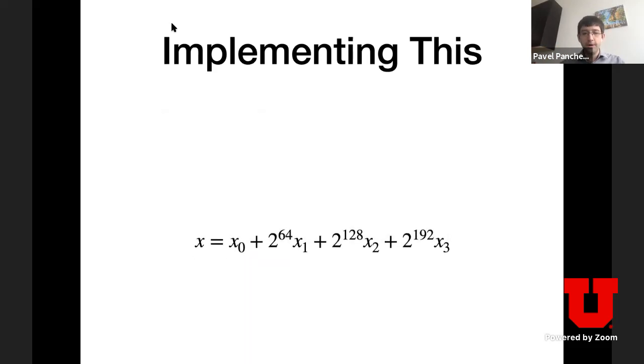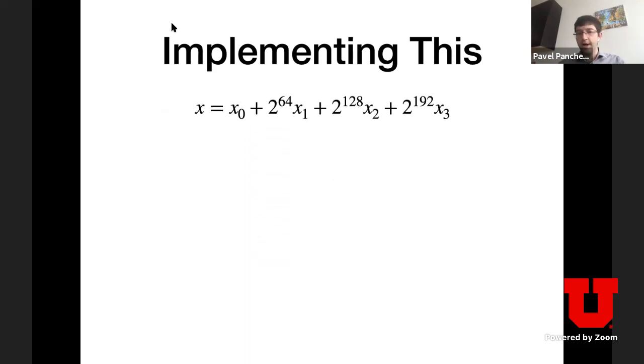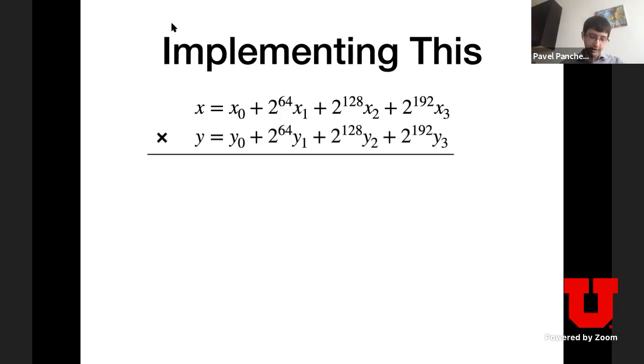So the implementation is going to work kind of like this. What you're doing most of the time is multiplying these large numbers. Adding them, of course, is just adding with carry, but multiplying is pretty tricky. So suppose we've got 2 of these numbers. I've got X and I've got Y, and both of them are represented as 4 machine integers.